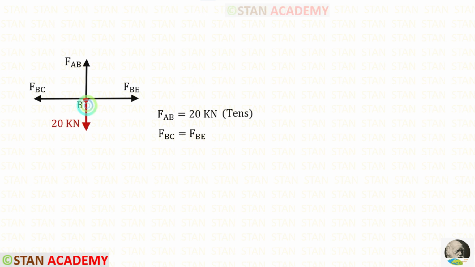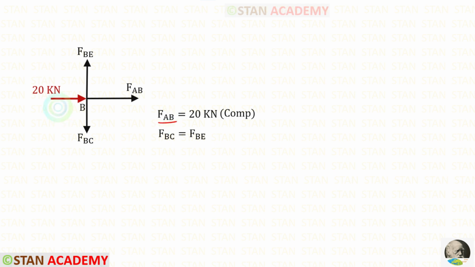In this joint B, FAB will be equal to 20 kilonewton. It is tensile because FAB and 20 are acting in the opposite directions. The values of FBC and FBE will be same and in the same nature. Now FAB will be equal to 20 kilonewton and it should be compressive because both of these are acting in the same direction, and FBC will be equal to FBE.